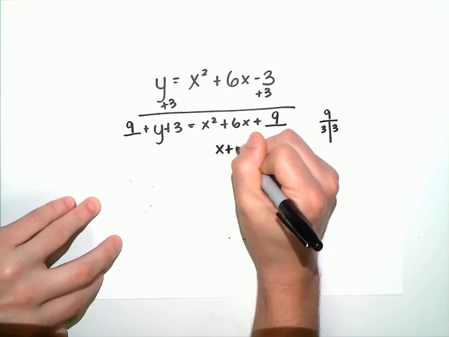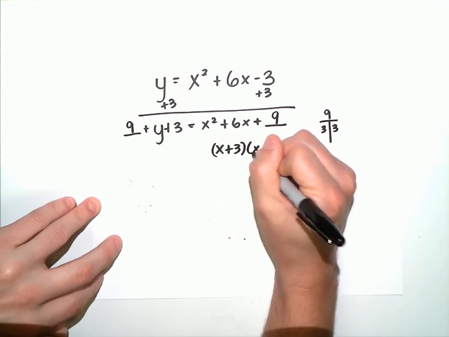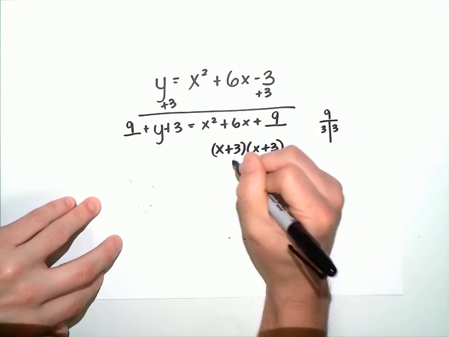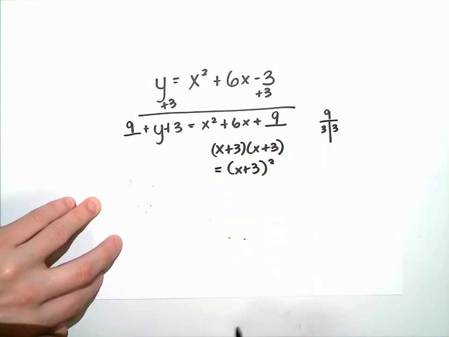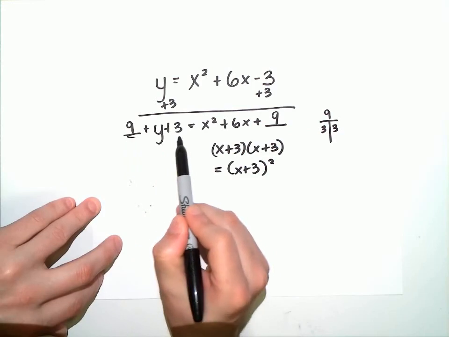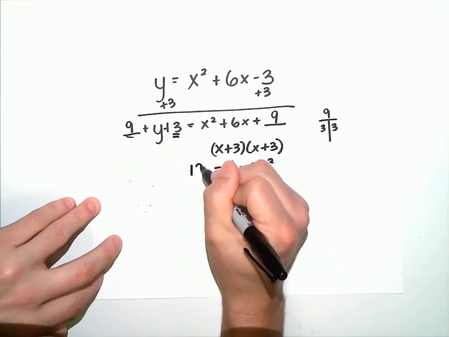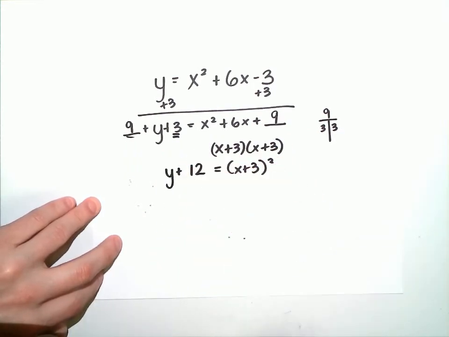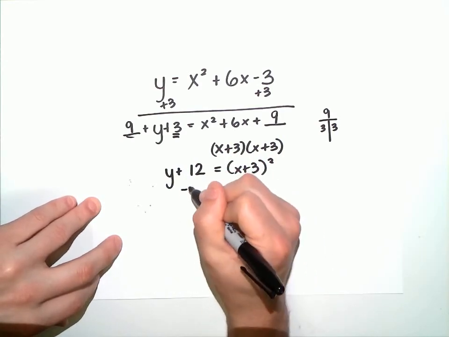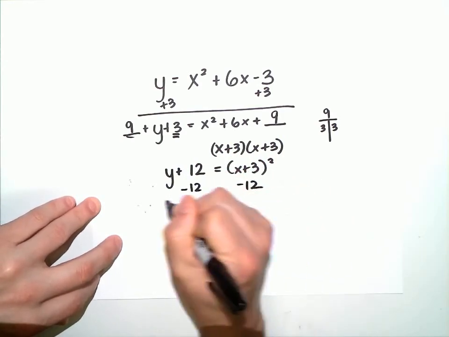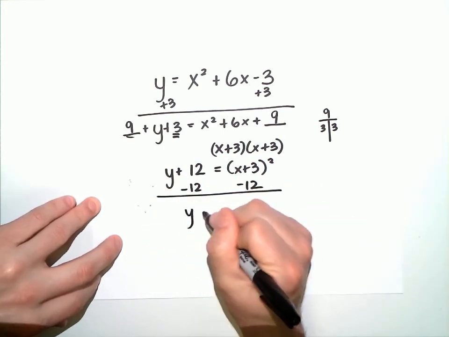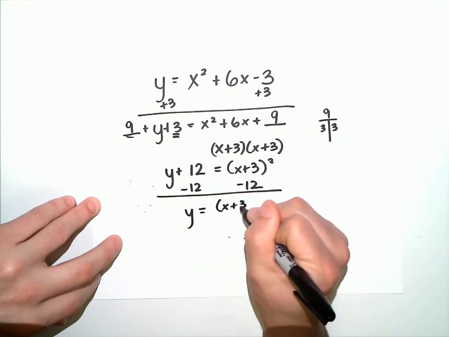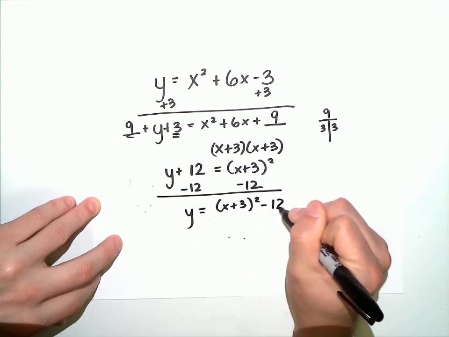This side's going to become x plus 3 times x plus 3, which is just x plus 3 squared. And on this side, I will combine my like terms. 9 plus 3 is 12. So I have y plus 12 equals x plus 3 squared. And finally, in order to rewrite this as y equals, so we can write it in vertex form, we're going to subtract 12 on both sides, and we're going to get y equals x plus 3 squared minus 12.